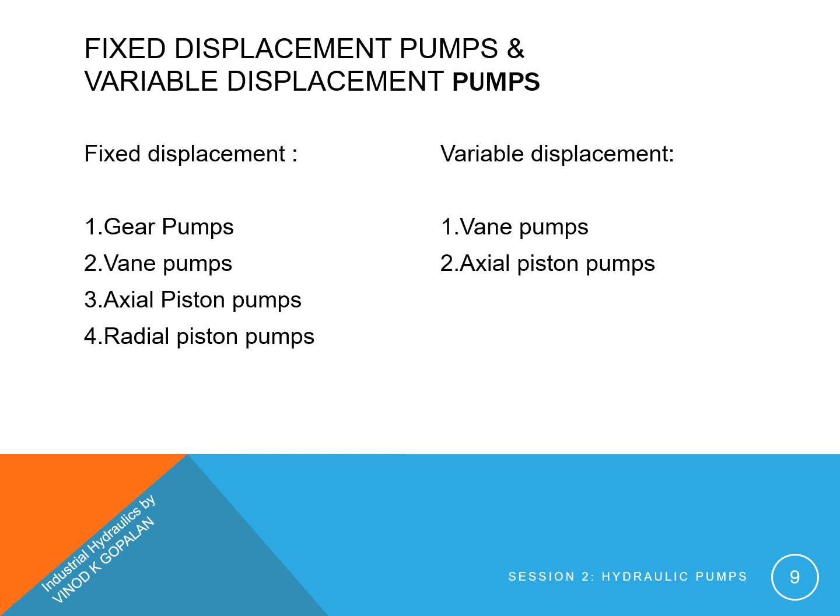Fixed displacement models are available in all types of pumps: gear pumps, vane pumps, axial piston pumps, and radial piston pumps. Variable displacement is possible only with the vane pumps and axial piston pumps. That means vane pumps and axial piston pumps are available in both models, fixed displacement as well as variable displacement.